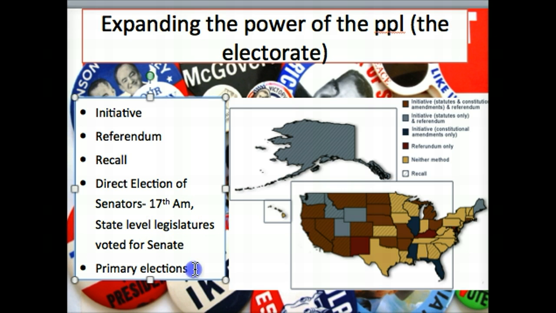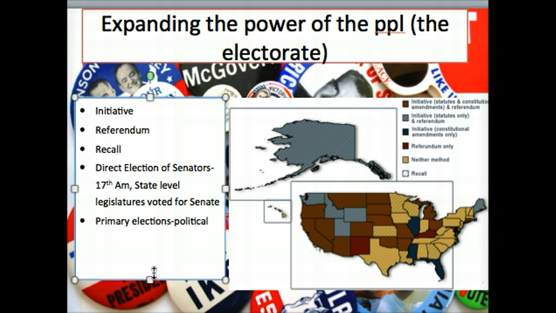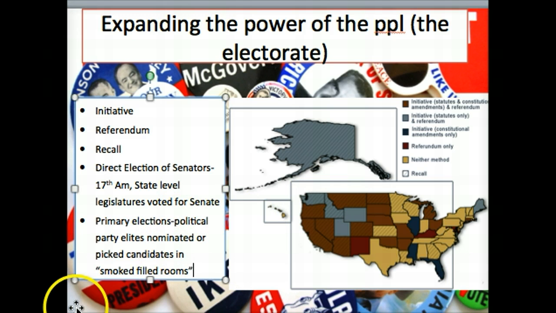Okay, and then last but not least, primary elections. Before the progressive era, political party elites, like the heads of the political party, nominated or handpicked candidates in what's called smoke-filled rooms, where you would have a bunch of highfalutin people sipping on brandy, smoking cigars, and deciding who was going to be the candidate for the political party in the upcoming election.